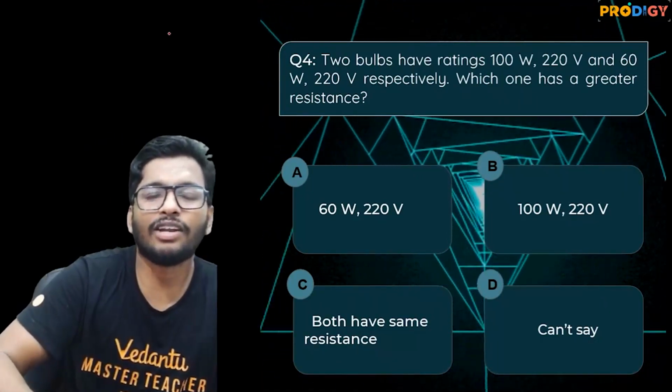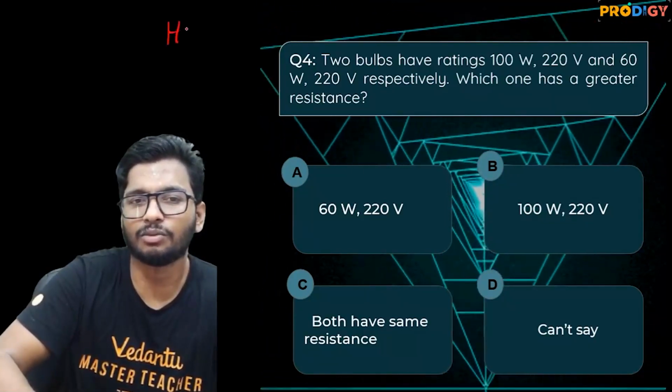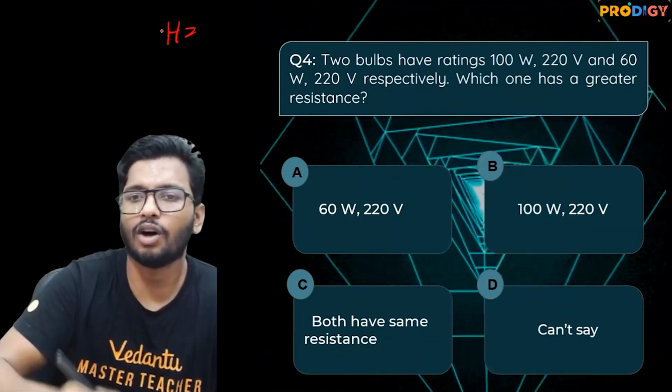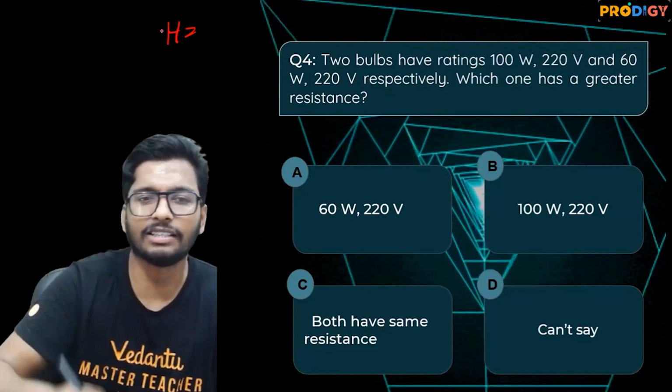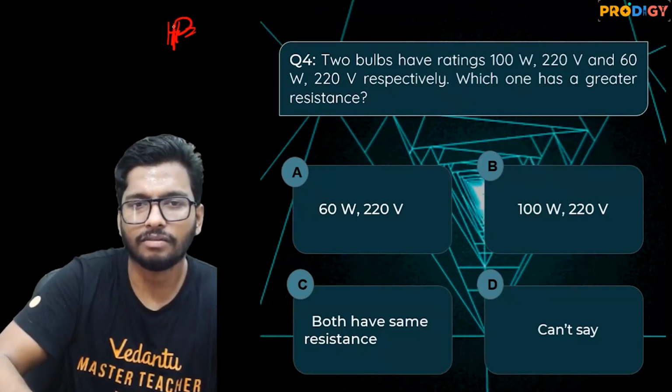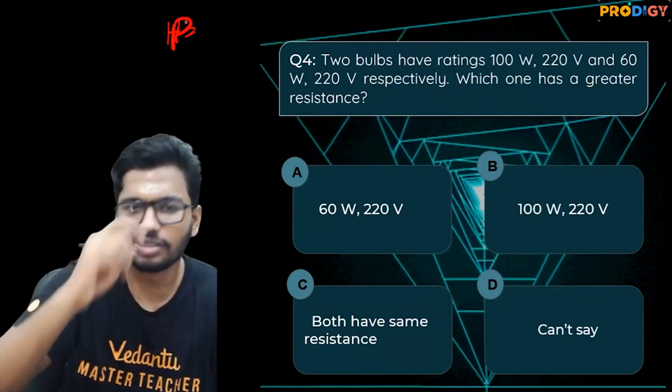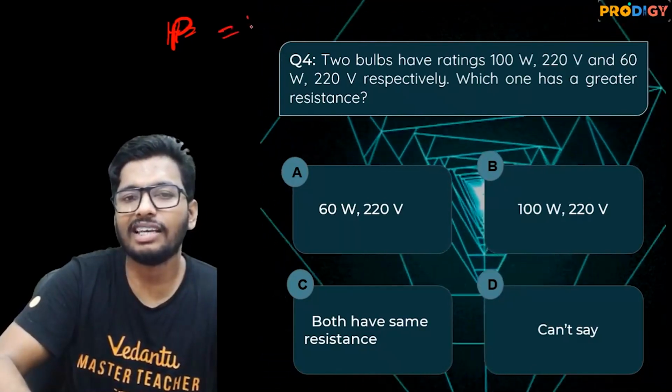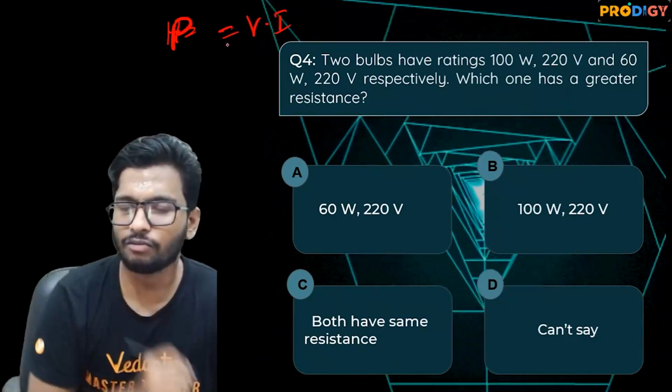How do you do this? Now, we know that what we have just seen, that heat energy is what it is. We'll talk about it in terms of resistance, all right? So we know that power, which is nothing but P, 100 watts, is nothing but power. So power is equal to V into I. This is the basic formula.